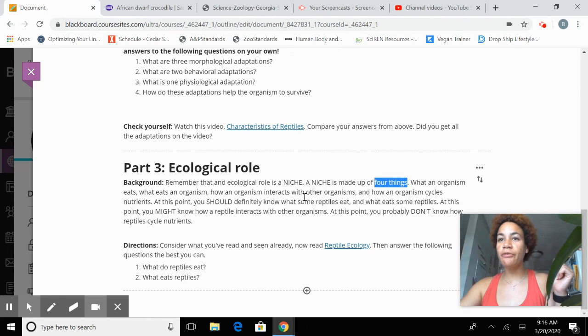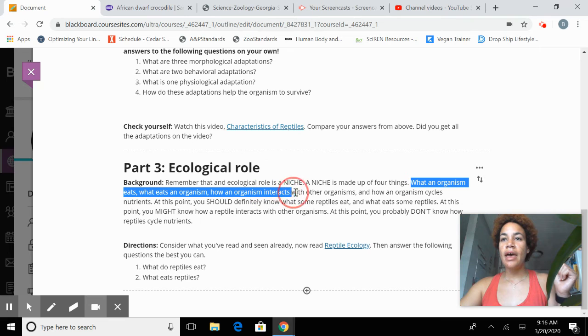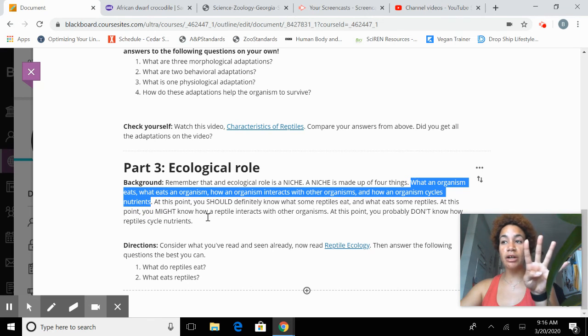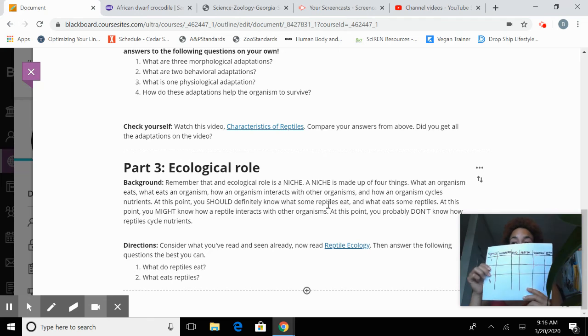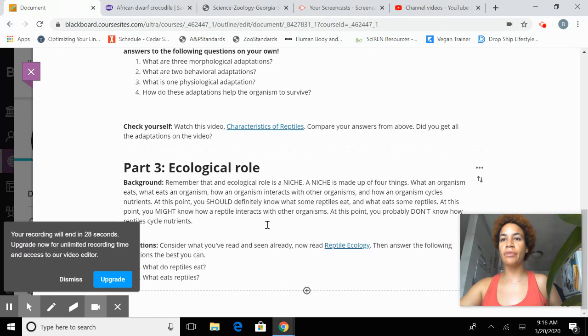Okay, so the 4 things are what an organism eats, what eats an organism, how an organism interacts with other organisms, and how an organism cycles nutrients. Okay, those are the 4 parts of a niche, of an ecological role. Now, at this point, you should definitely know what some reptiles eat. Remember, this is on your table. Look at your food section. Okay, so you should know that.